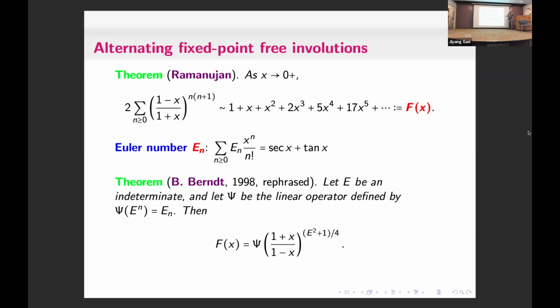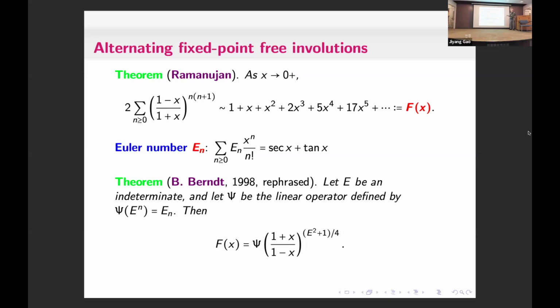Now, Bruce Berndt figured out a formula for the higher asymptotic series. So I remind you that the numbers E_n are the Euler numbers, whose exponential generating function is secant x plus tangent x, and I'm rephrasing Bruce's results.